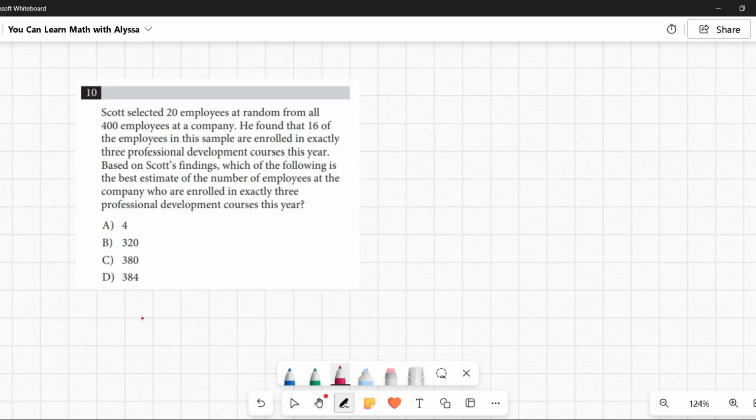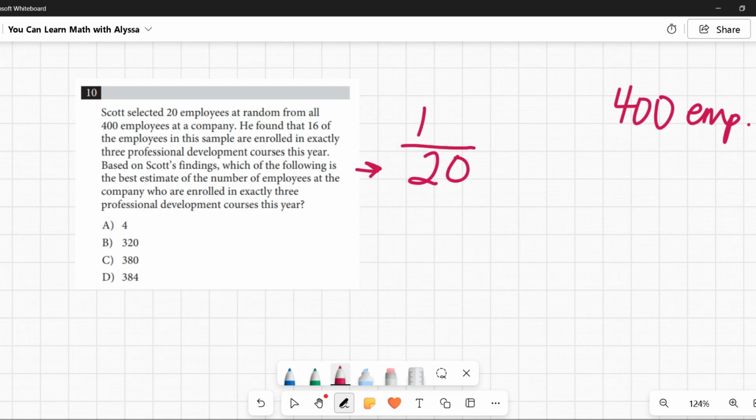Number 10. Scott selected 20 employees at random from all 400 employees at a company. So he has 400 employees and he pulled out 20 at random. He found that 16 of the employees in this sample, 20 is my sample, are enrolled in exactly 3 professional development courses. So 16 of them are in 3 courses this year.